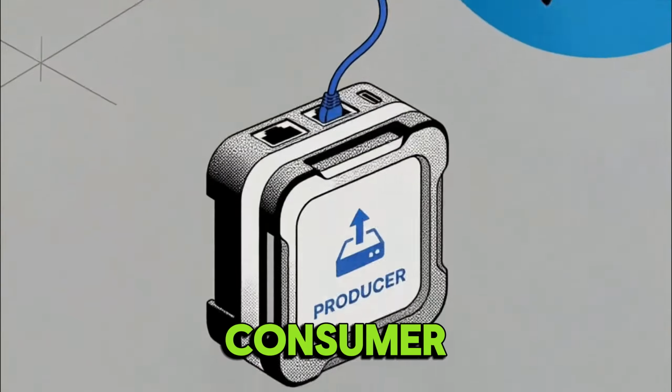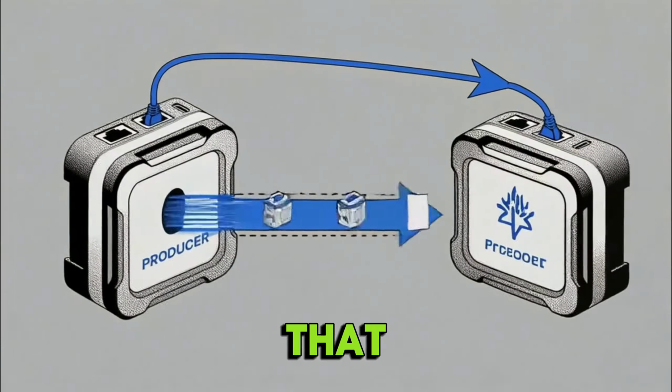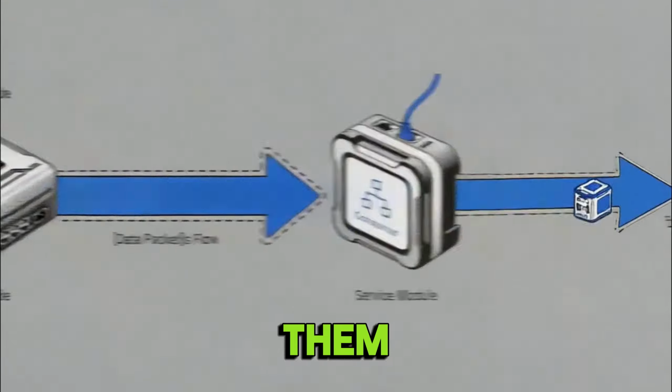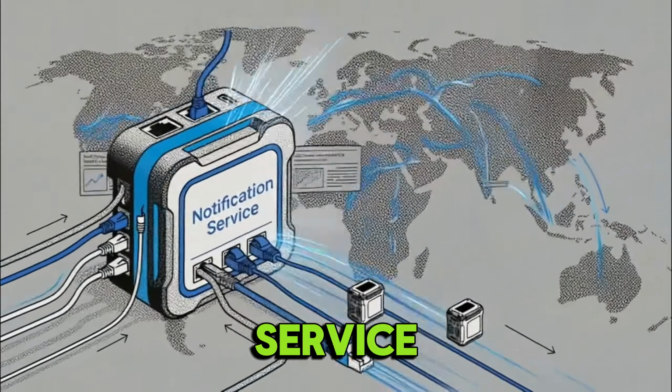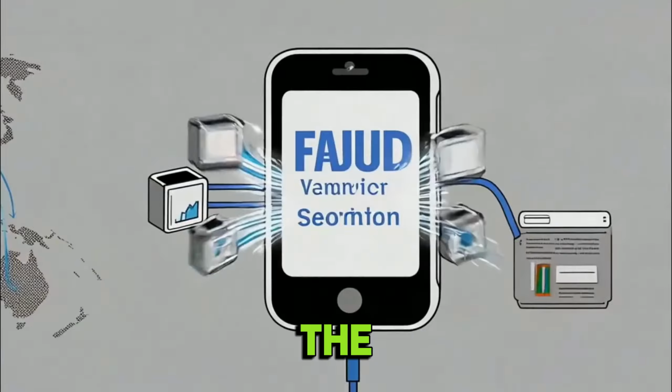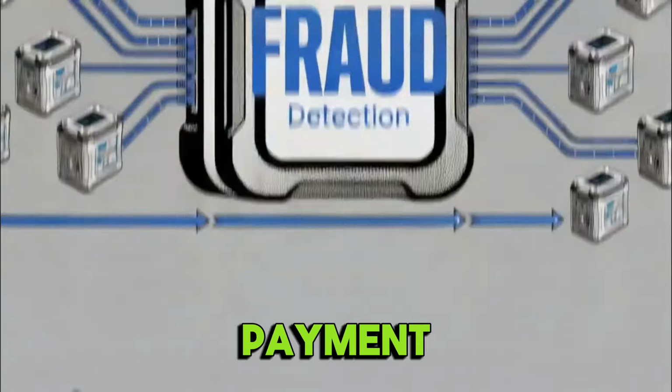The third is the consumer. This is any service that reads events from the broker and acts on them. The pricing engine consumes location events, the notification service consumes ride status events, the fraud detection system consumes payment events.